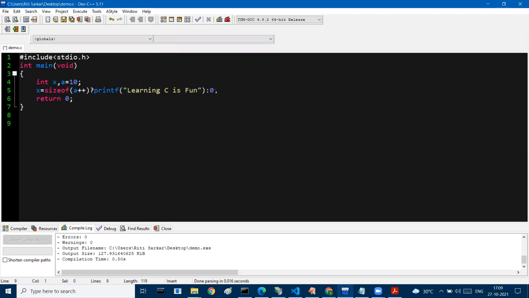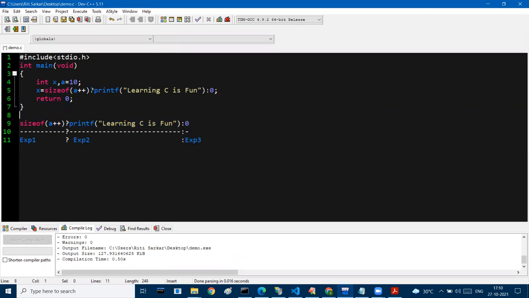Now, in this entire expression, which is expression one? This particular portion is known as expression one. This is the question mark. Now from here to here, this is known as expression two. Then we have the colon. Then this portion is none other than expression three. Right?